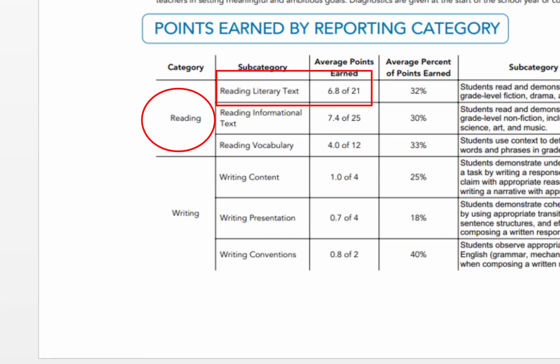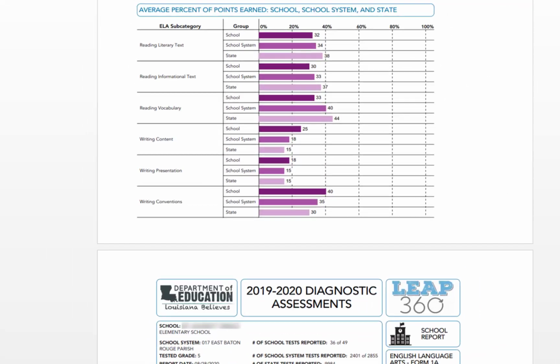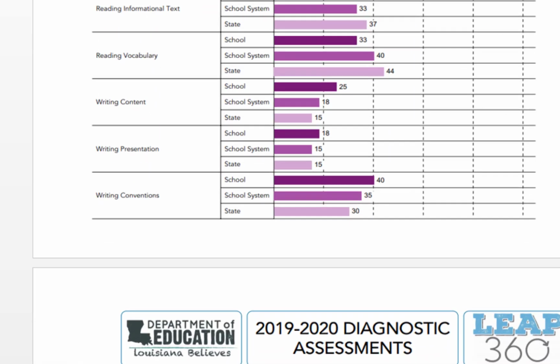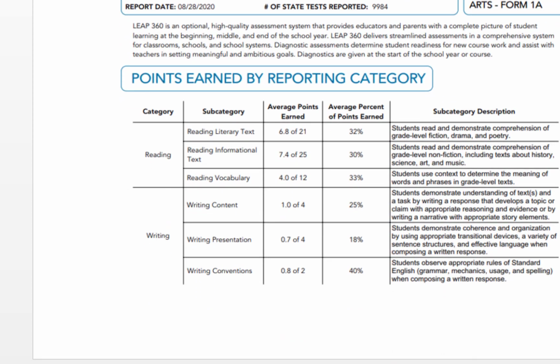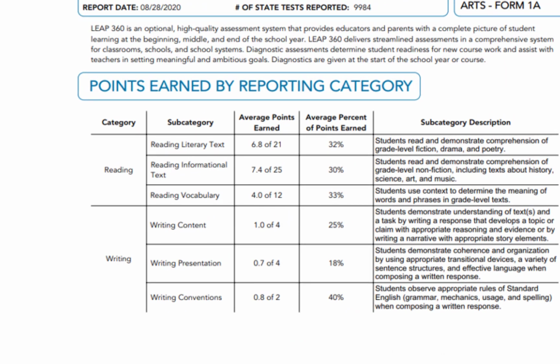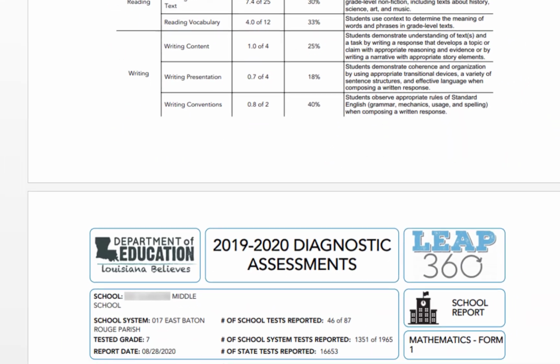So for reading, the reading literary text, 6.8 out of 21. So there are 21 points available. The students at this school, on average, got 6.8 out of 21 for 32%. So you see that 32%? If I go back to the bar graph, you'll see the 32% here. All right. So the table that you see here is for the school. And if you look at reading informational text, there were 25 points available. On average, the students at that school got 7.4 out of 25 for 30% correct.